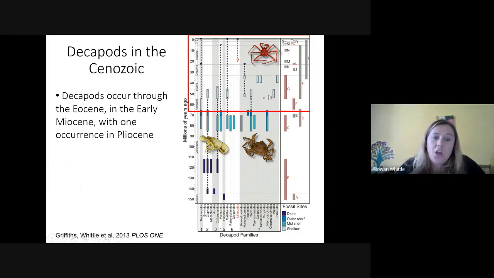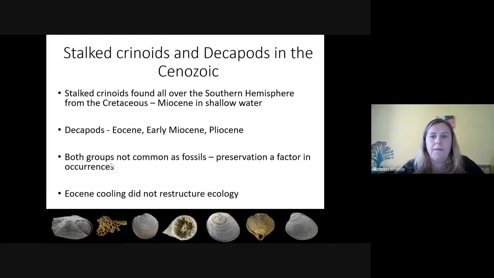So what this diagram shows is that we have lots of decapods in the Eocene, and they go all the way through the Eocene. We have decapods in the early Miocene, and we even have occurrence right up in the Pliocene, much more recently. But what is important is that the decapods actually are quite diverse throughout the entire Eocene, so we do not see evidence for decreasing predation or decreasing crab numbers.